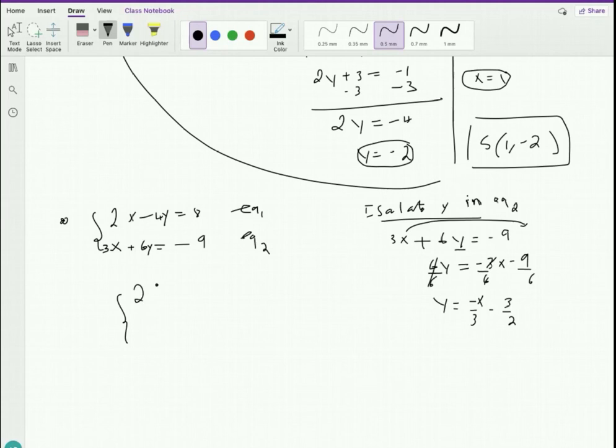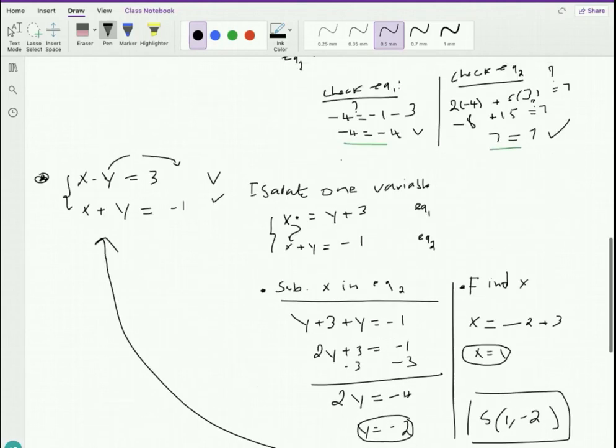So 2x. And the new equation, so we're going to use this one instead. So the equation 2, we turned it into this because we wanted to get one of the variables by itself. So y is negative x over 3 minus 3 over 2. And after that, the same process begins. That's the important part, is to isolate one of the variables.